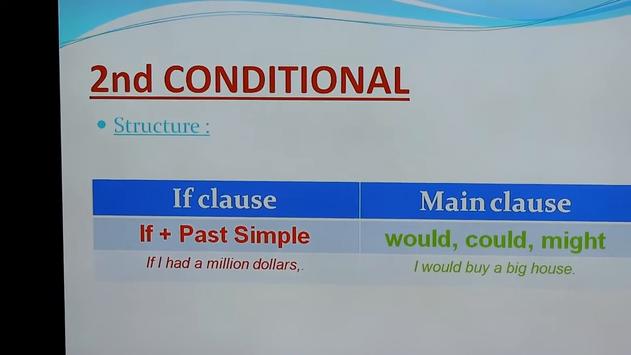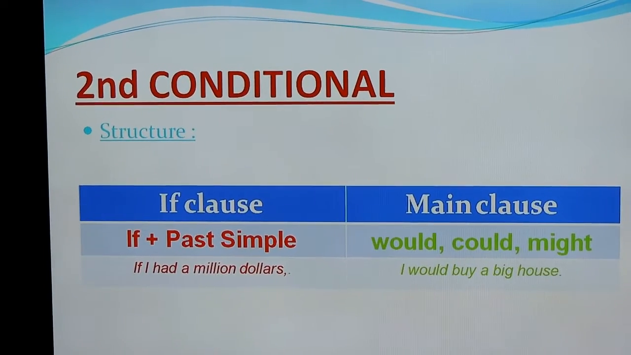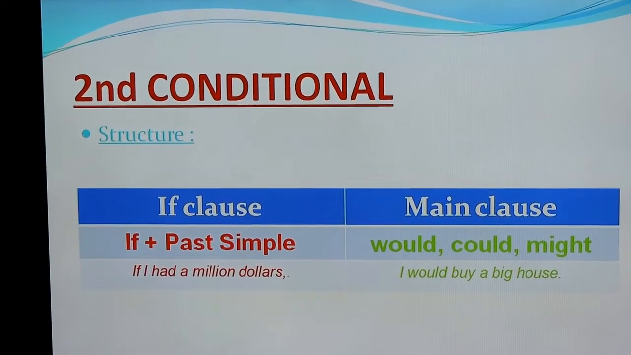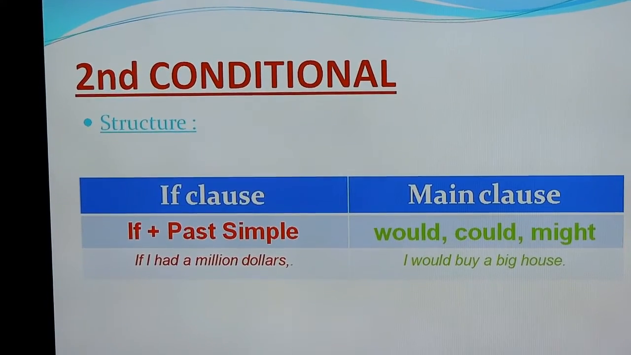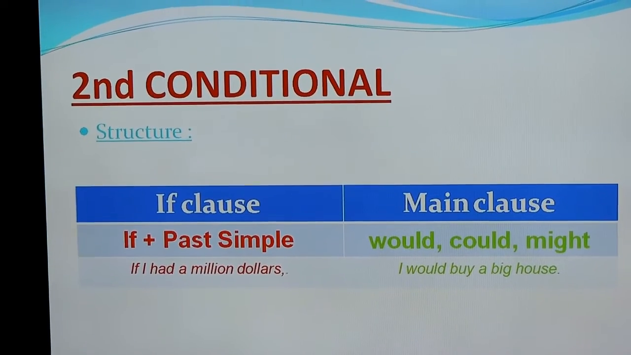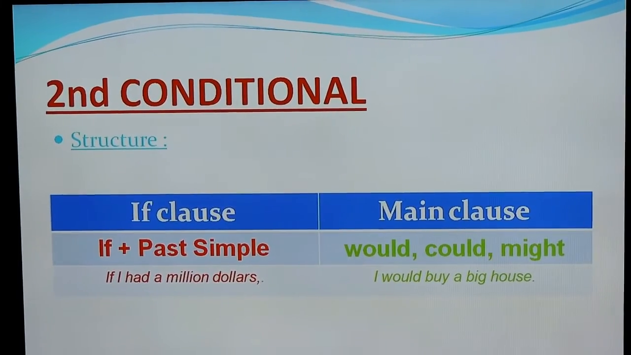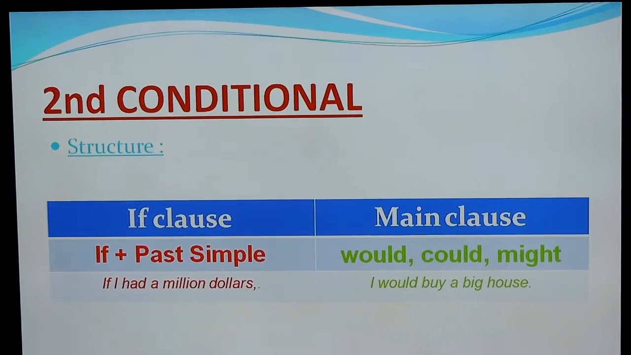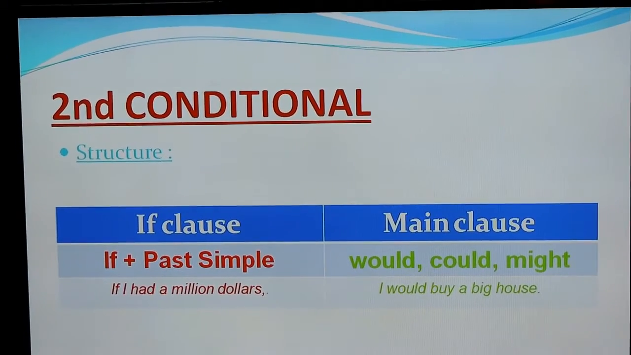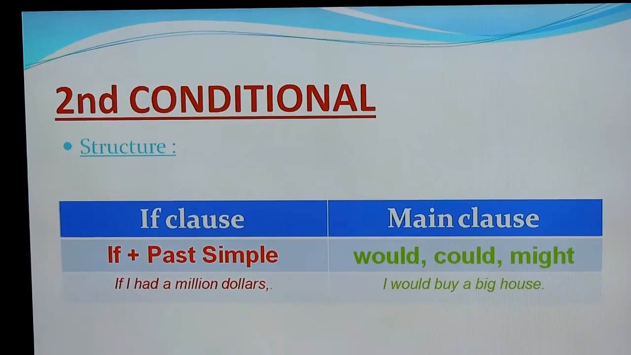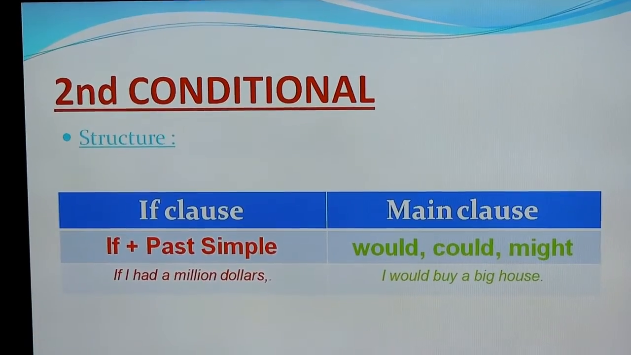But here we imagine an unreal situation, a situation which doesn't exist, and which will never happen because I know myself I have no money, so I cannot buy this house. So in this case, we just imagine possibilities, as we said in the definition earlier. So let's go and see the next one.